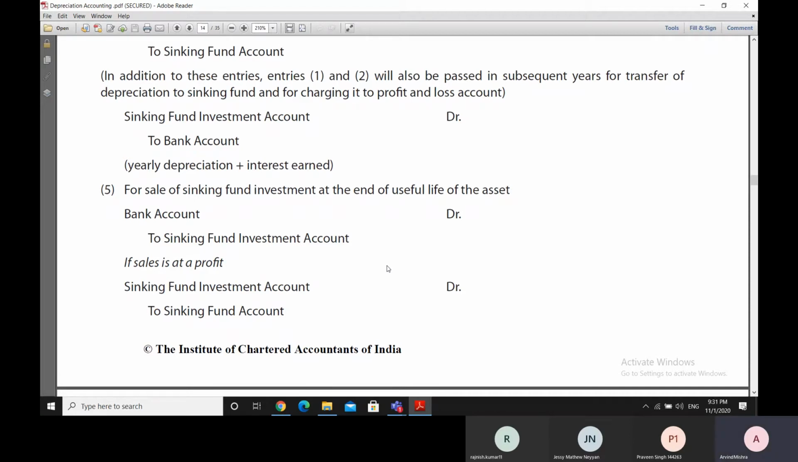So if this sale of the government securities has happened at a profit, then we debit the sinking fund investment account and credit the sinking fund account, because whatever additional amount of money or profit we get while selling, that additional amount we are also transferring to the sinking fund account, and therefore we will need to have more amount consequentially in the sinking fund investment account by transfer from the bank account.